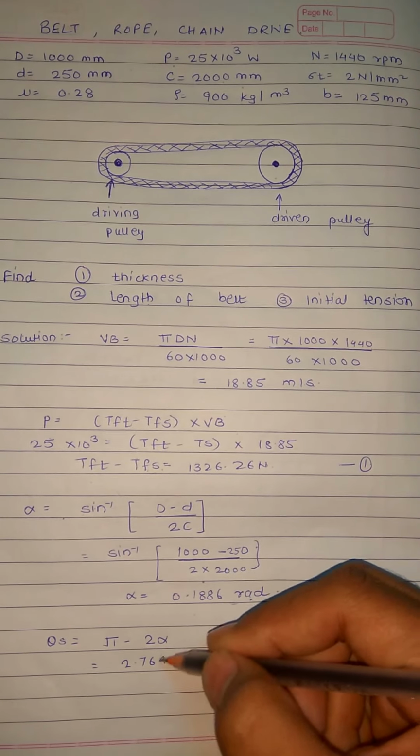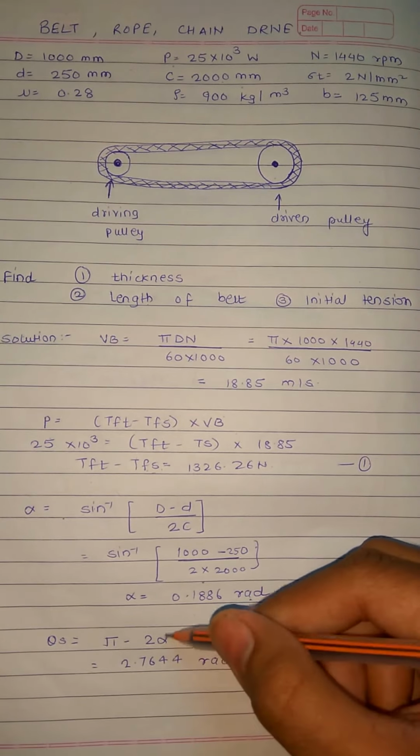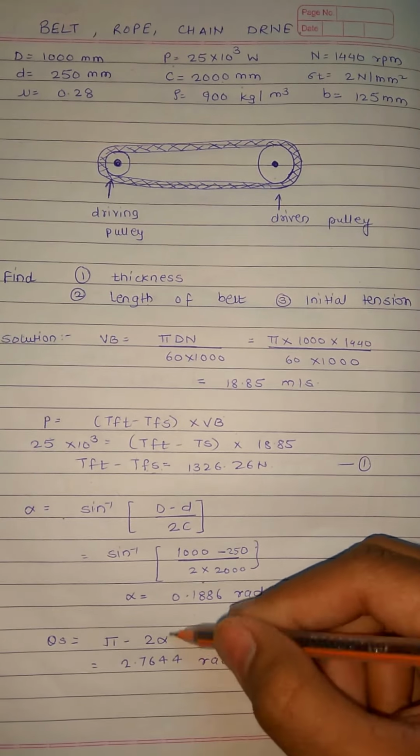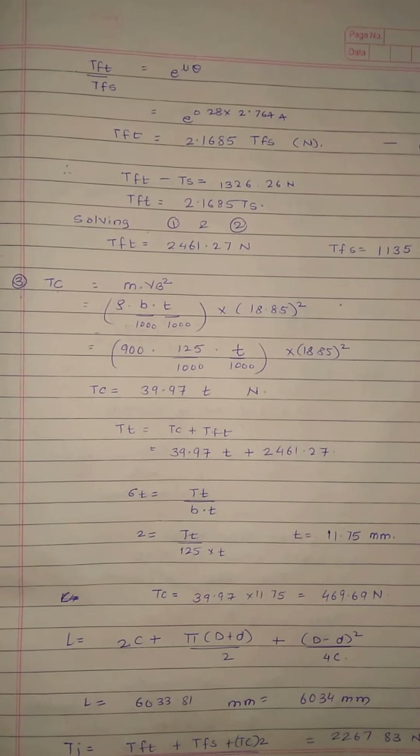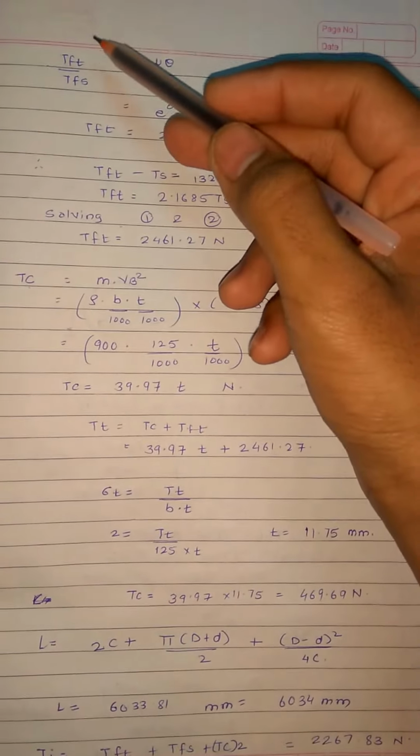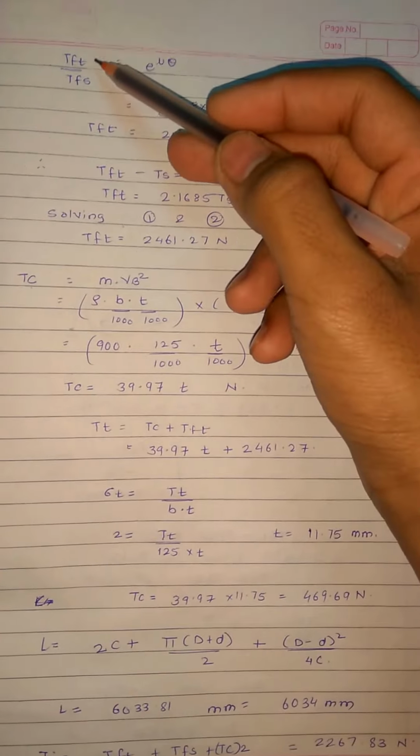So alpha is to be found out. Pi minus 2 alpha will be 2.7644 radian. So we have the angle of contact between pulley and belt as 2.76. Next, as we all know from the belt tension formula, the belt tensions are given by e to the power mu theta, e exponential raised to mu into theta. We have mu, we have theta, and we have e.